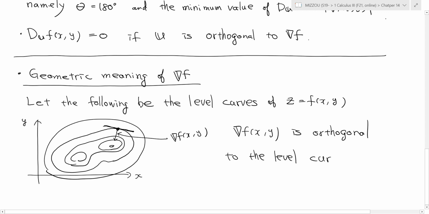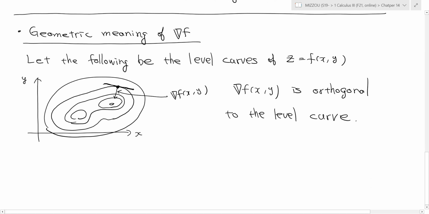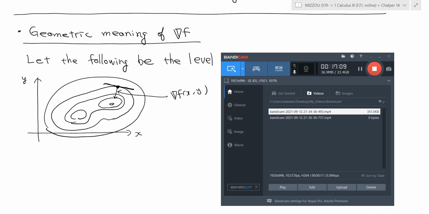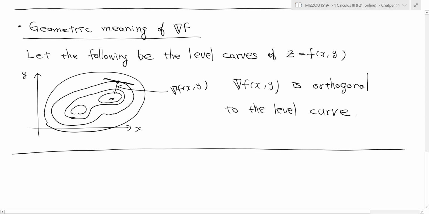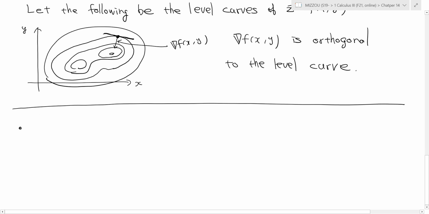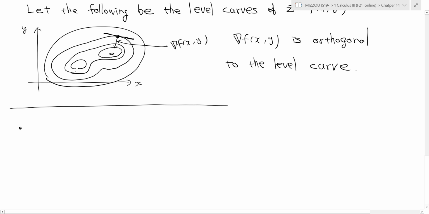So that's the meaning, a sort of geometric meaning of the gradient. Now, using this idea, we have small applications, which we don't really care much about in this course, but let me mention it because there are a few exercise problems for your homework.